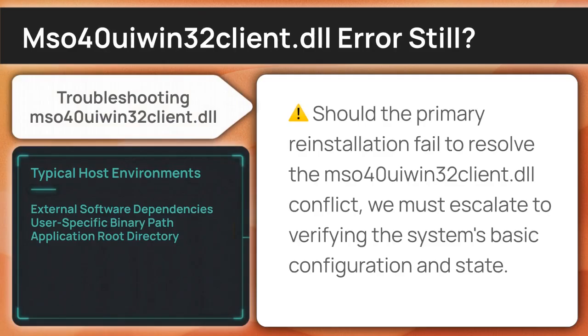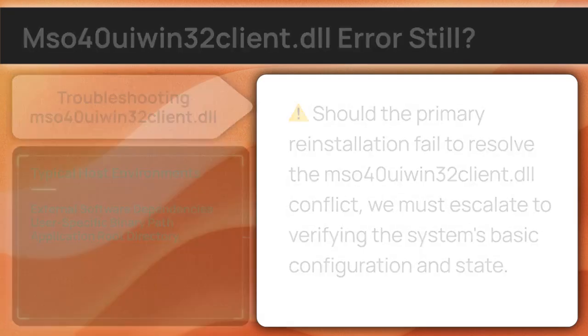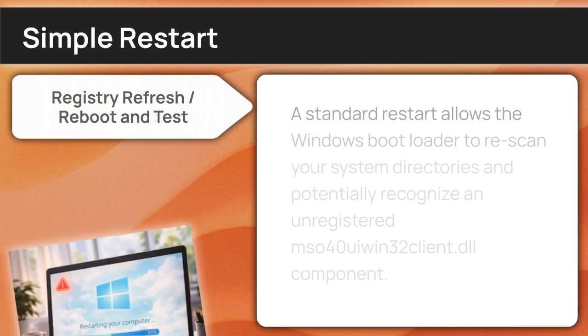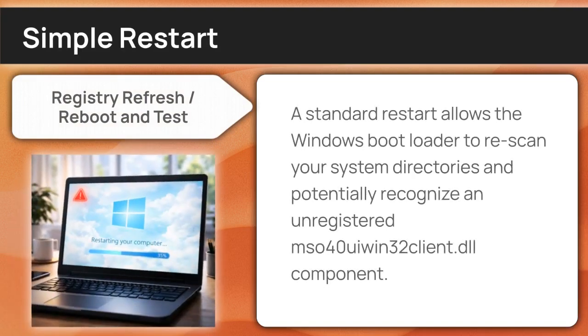Should the file remain missing after a reinstall, we need to ensure that the operating system is forced to re-index its shared library paths. A full system restart clears the temporary memory cache and allows Windows to attempt a fresh initialization of all required libraries, including mso40uiwin32 client.